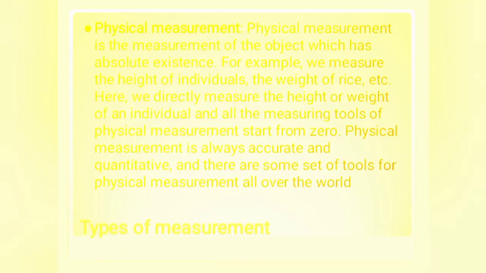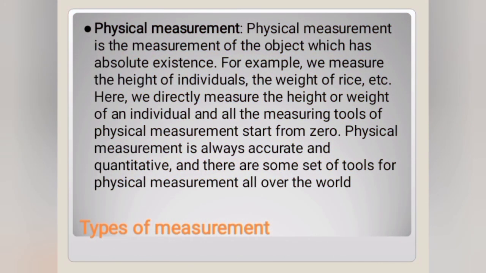Now let us see about two types of measurement. One is physical measurement, another one is mental measurement. Physical measurement is the measurement of the object which has absolute existence. So now let us take an example. We measure the height of individuals, the weight of rice, etc. Here we directly measure the height or weight of an individual, and all the measuring tools of physical measurement start from zero. Physical measurement is always accurate and quantitative, and there are some set of tools for physical measurement all over the world.